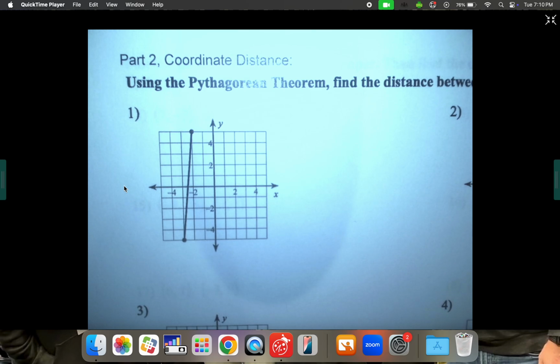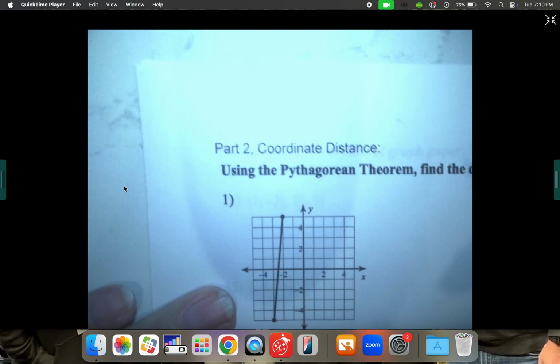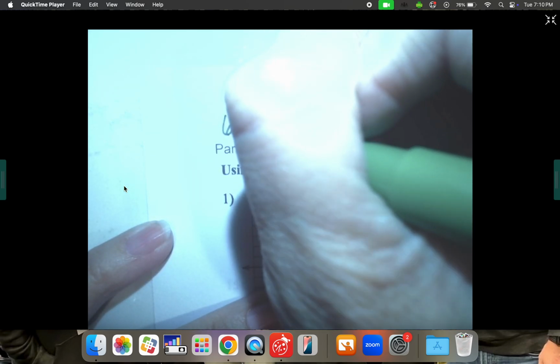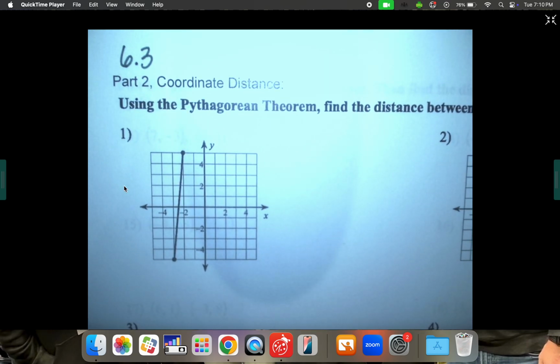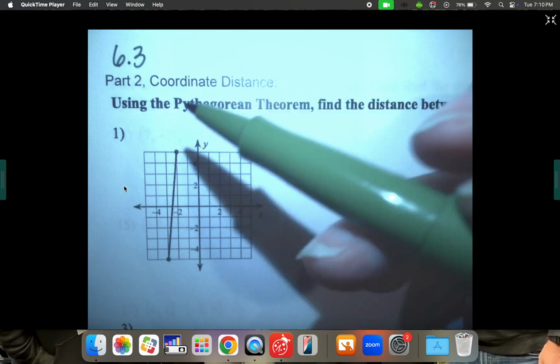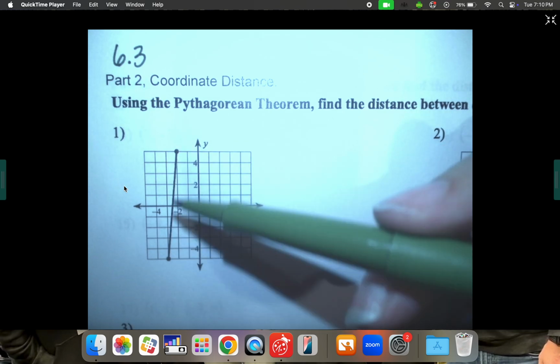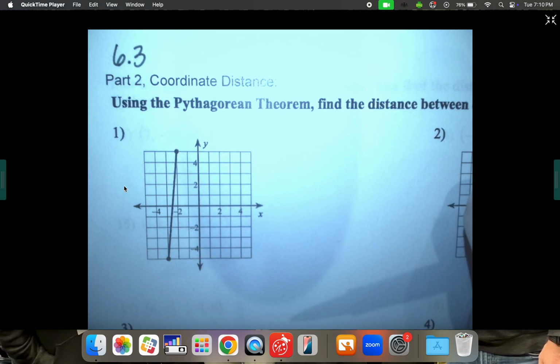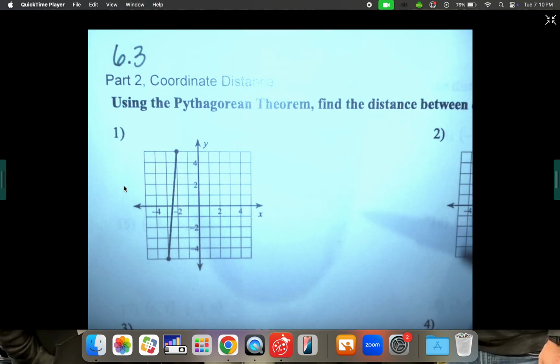Okay, this is part 2 to your 6.3 notes. I just wanted you to have a little break in between and try the delta math that went along with the other one first, and now you need to do the one with coordinate distance. So we're doing the Pythagorean theorem still. We're still finding the distance between 2 points, which I'm going to talk about how that's still the Pythagorean theorem, but this is going to be on a coordinate plane.